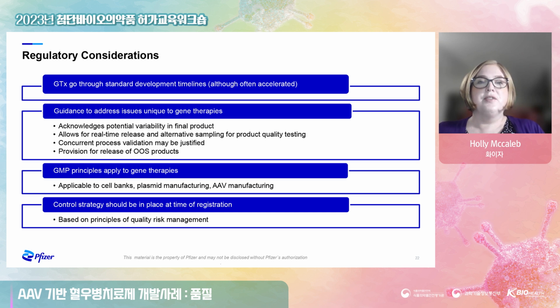Third, GMP principles apply to gene therapies, including the cell banks, plasmid manufacturing, and AAV manufacturing. And finally, there is an expectation that the control strategy should be in place at the time of registration and should be based on the principles of quality risk management.